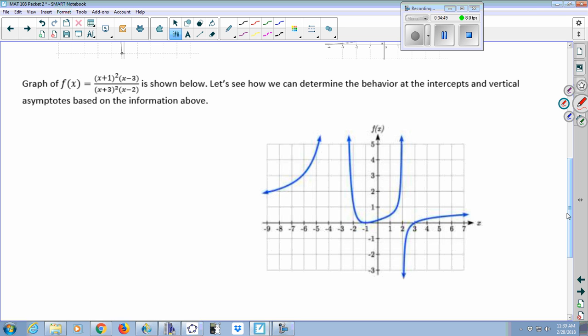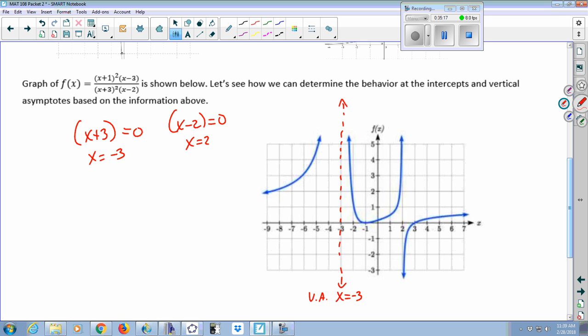What values are excluded from the domain? Those are the values that make your denominator 0. Well, when does x plus 3 equal 0? And when does x minus 2 equal 0? Well, this one equals 0 at negative 3. So that tells you at negative 3, you're going to have this vertical line called x equals negative 3. That's one of your vertical asymptotes. Your other vertical asymptote is located at x equals 2.